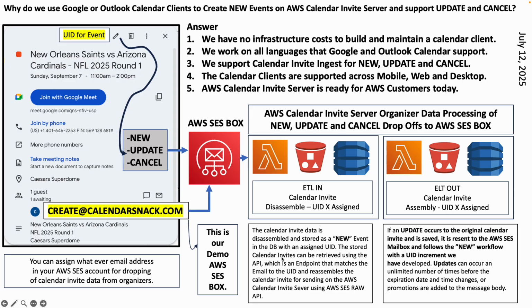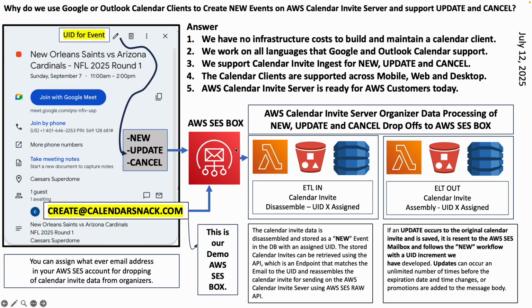The stored calendar invites can be retrieved using an API, which is an endpoint that matches the email to the UID and reassembles the calendar invite for sending on the AWS calendar server using the AWS SES raw API. This is part of our intellectual property, or IP, that works with the calendar clients themselves. So when they hit the box, we disassemble them.